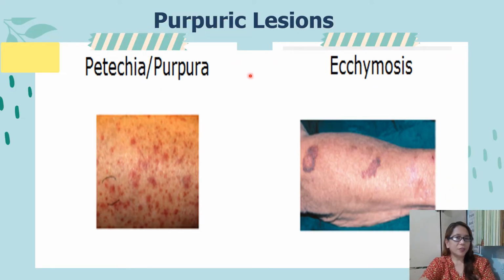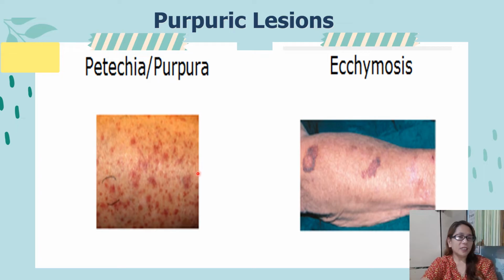So another type of lesions, the purpuric lesions. We have what we call the petechia or purpura. Petechia is a deep red or reddish purple. The size is between 1 to 2 millimeter. However, the purpura is larger than petechia.